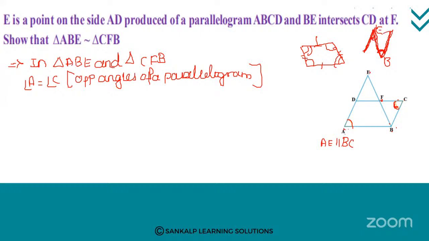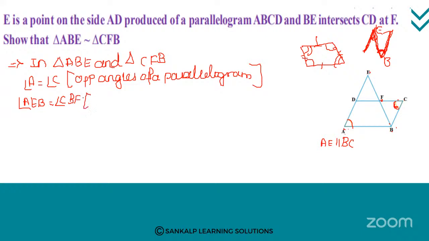Those two angles are equal. Okay, what do we call those angles? Those angles we call alternate angles. Alternate angles are equal. Okay, so A is equal to B. These two are alternate angles here. That means angle AEB is equal to angle CBF. E and B are alternate angles.